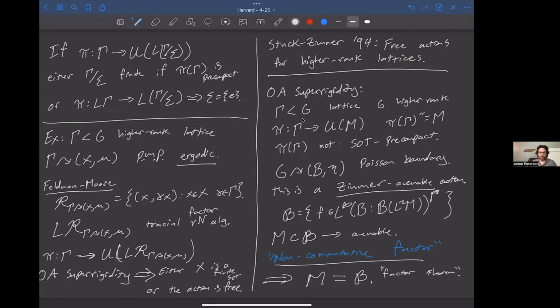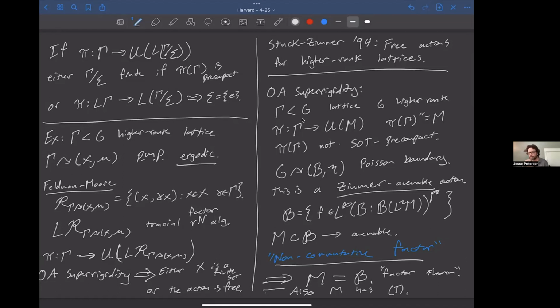And in particular, that implies that M is amenable. And now you can apply Connes and Jones' work, using that Gamma itself has property T, and then you also get that M has property T. But amenability and property T for von Neumann algebras, just like for groups, implies finite dimensional for factors, and so then you get a contradiction.